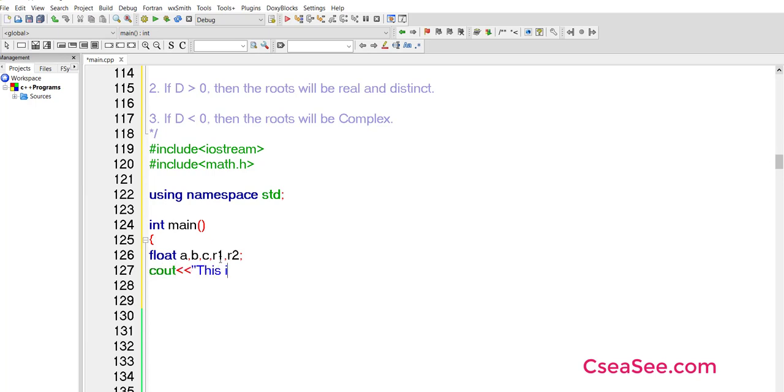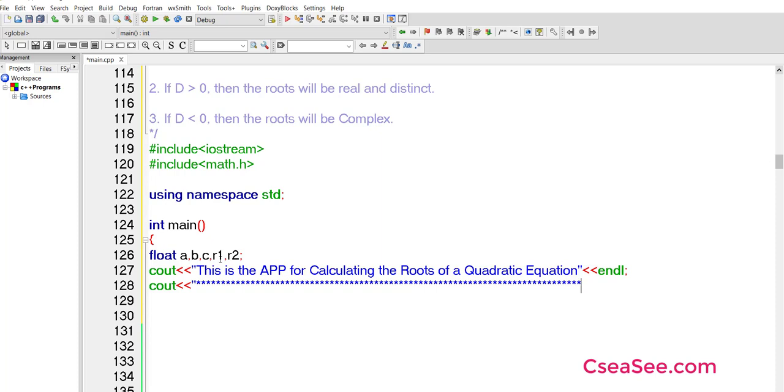Okay, this is the app for calculating the roots of a quadratic equation. So that is fine. Having given that heading, let me give underline to it so that it looks a little bit attractive.